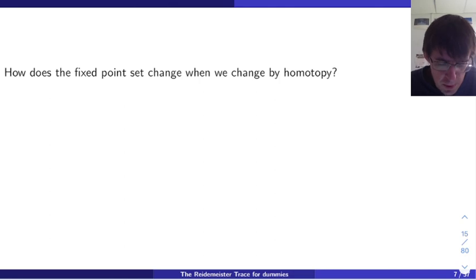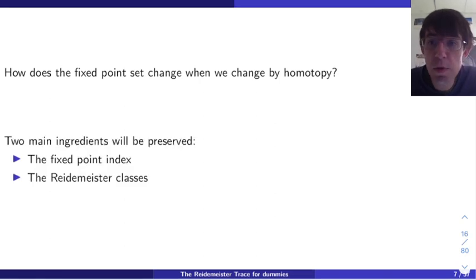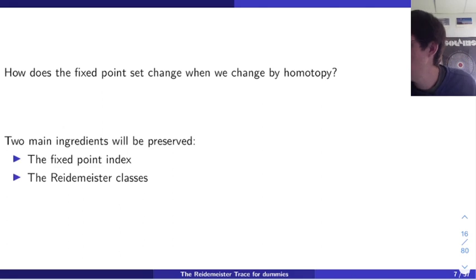How does the fixed point set change when we change the function by a homotopy? There are two main ingredients that we focus on, and they are the fixed point index and the Wecken classes. So I'm going to try to talk about each of those things.